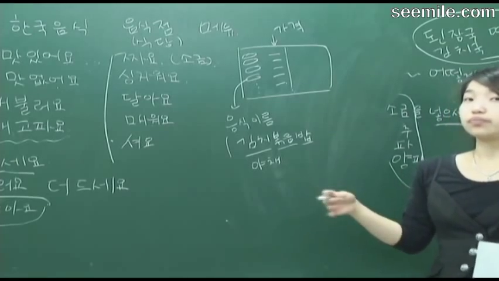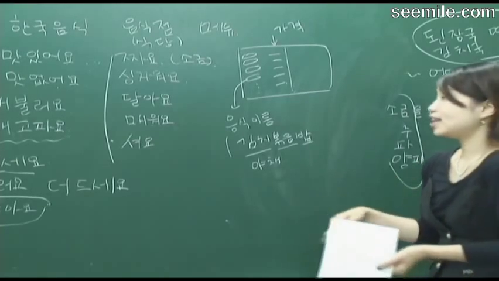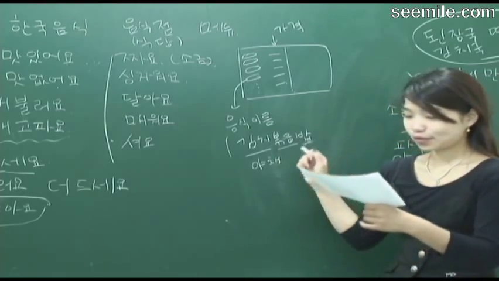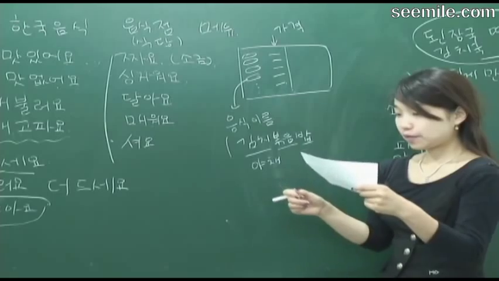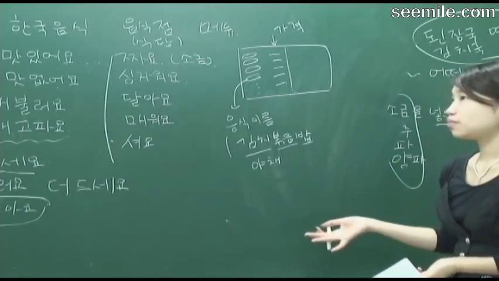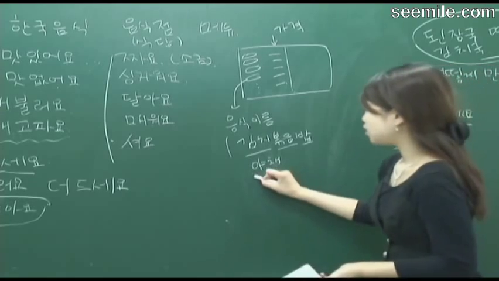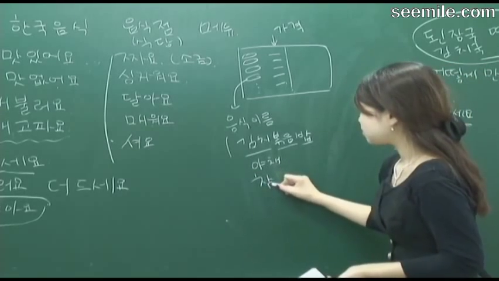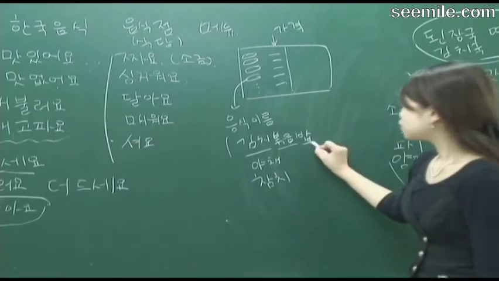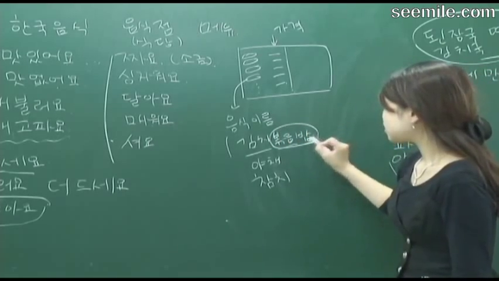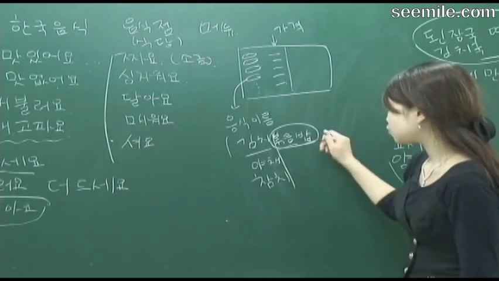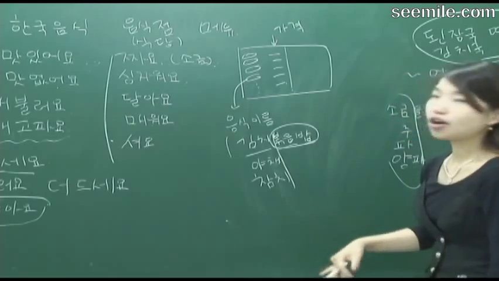볶음밥 좋아해요. Not me. 난 안 좋아하는데. My friends. 내 친구들은 좋아해요. 야채 볶음밥, 김치 볶음밥. 또 무슨 볶음밥이냐면 참치 볶음밥. It's very famous in Korea. 참치 볶음밥. Tuna. Korean people say 참치 볶음밥. So fried rice has lots of names. 김치 볶음밥, 야채 볶음밥, 참치 볶음밥. On and on and on.